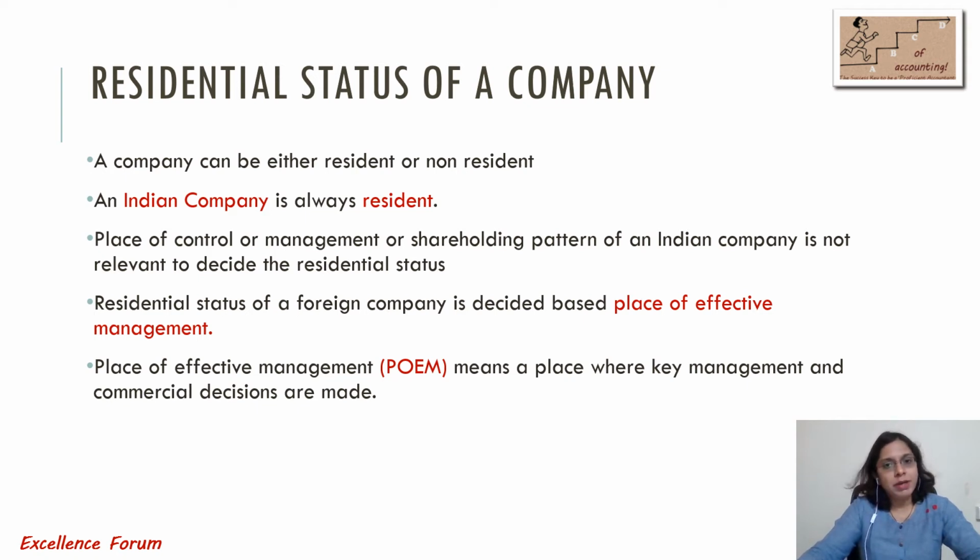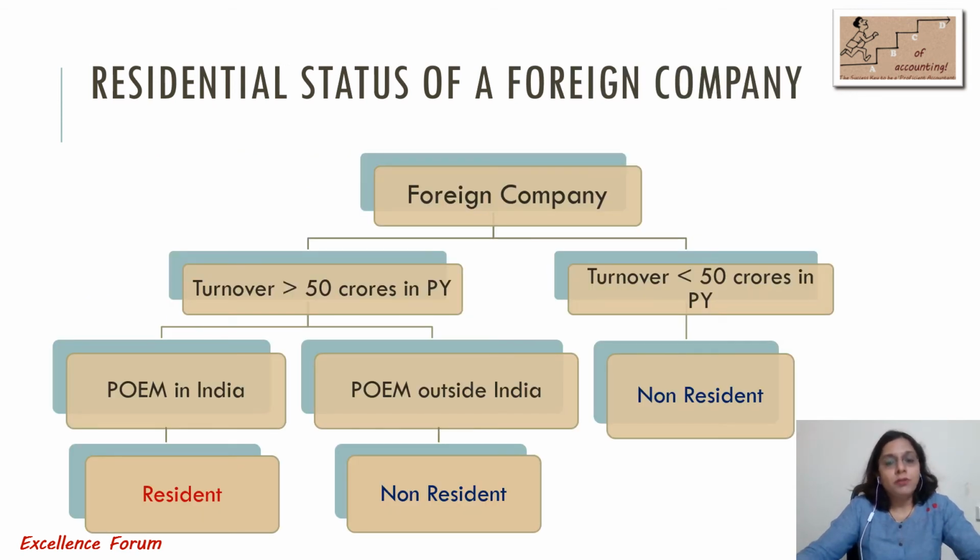The place of control or management or shareholding pattern of an Indian company is not relevant to decide the residential status. Residential status of a foreign company is decided based on place of effective management. A company can be managed from different places, but there can always be one place of effective management. Place of effective management means a place from where key management or commercial decisions are made. Now friends, if a foreign company has place of effective management situated in India, then it is considered as resident in India. And if the foreign company has place of effective management situated outside India, then it is non-resident in India. These provisions are not applicable to a foreign company whose turnover or gross receipts are less than 50 crores.